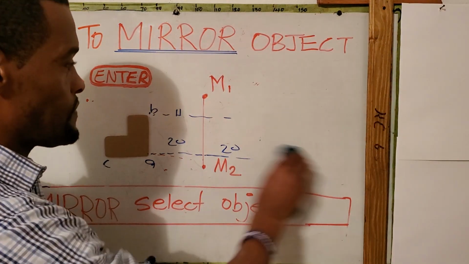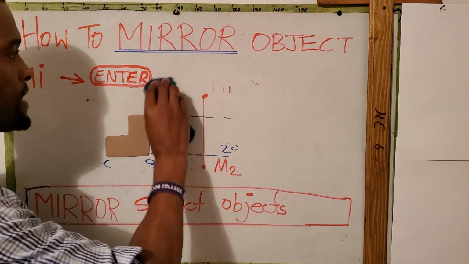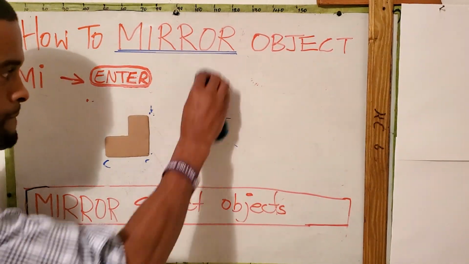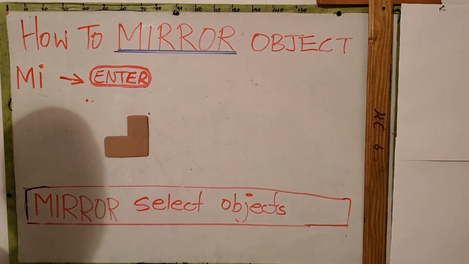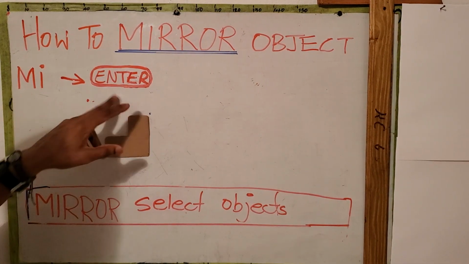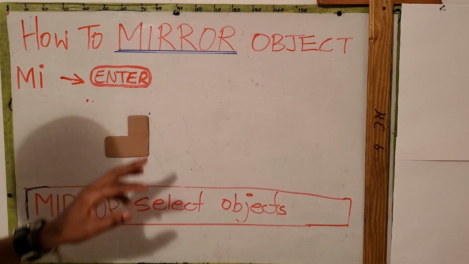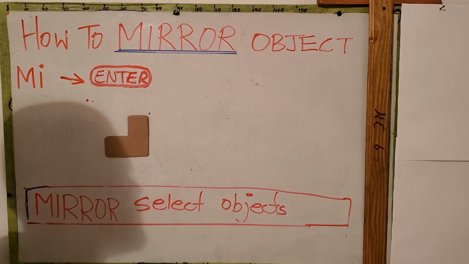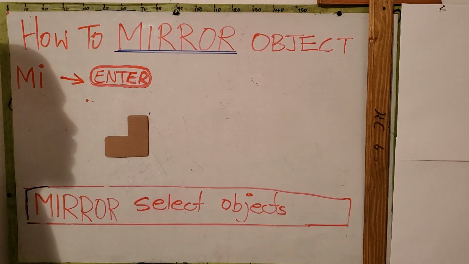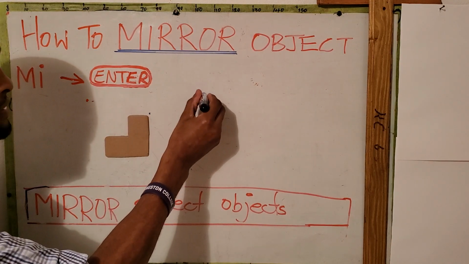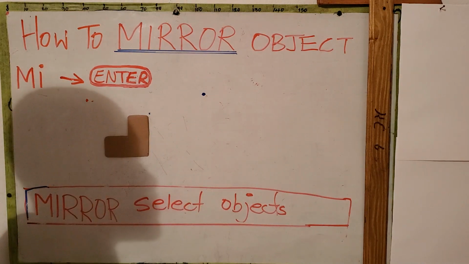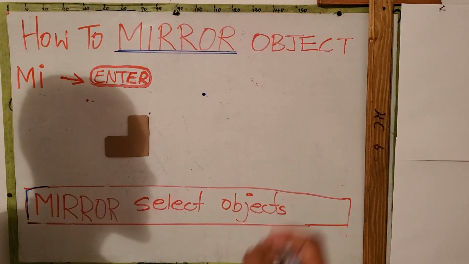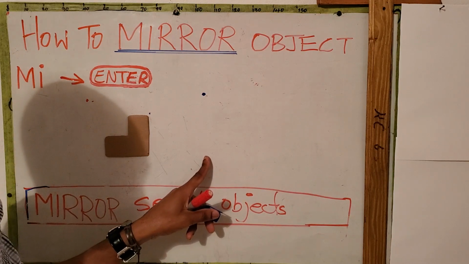Now that I have selected the object, so I type MI, press enter key, select object, then press enter. I'm now at a point where I'm required to select my first mirror point. Now I click here for M1. It will then ask you to select a second mirror point.